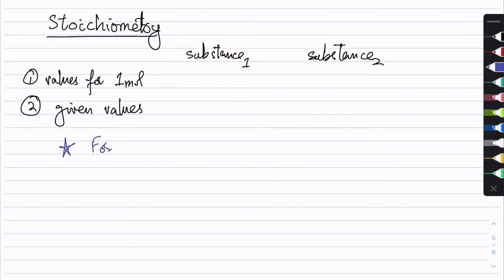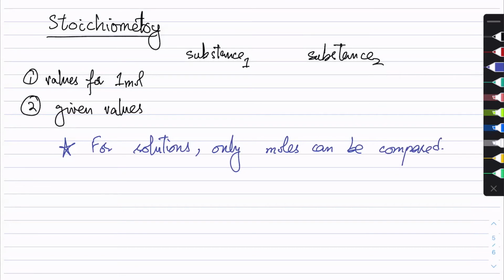For solutions, only moles can be compared. Which means if you have solutions, you can't use MR, you can't use 6.02. You can't do that. You can't use 24 dm cube. You have to do moles. And for that, you have the formula N equal to CV. Number of moles is concentration times volume. That's the first step. First thing that you have to remember. ठीक है? So ये आपको एक चीज आ गई.